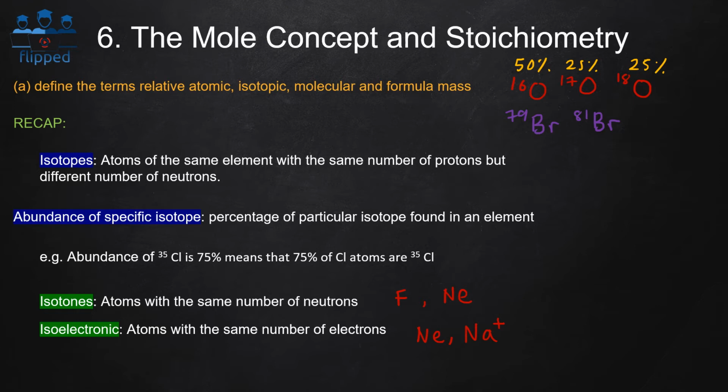So in short, we have covered three things in this slide. Isotope is the same number of protons but different neutrons. Isotones is the same number of neutrons. Isoelectronic is the same number of electrons. Iso means same, if that helps you.